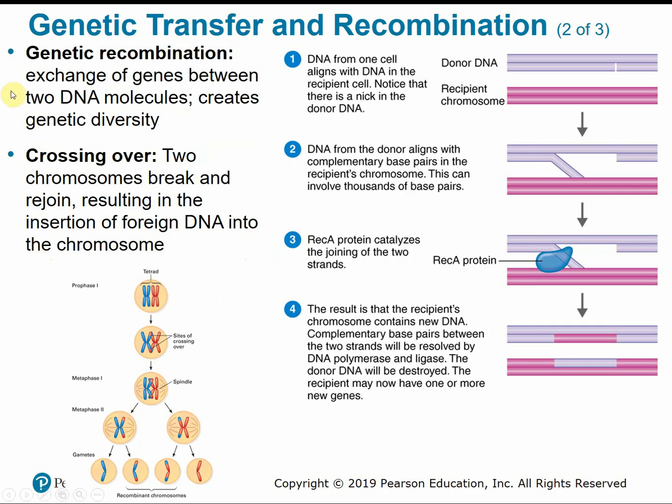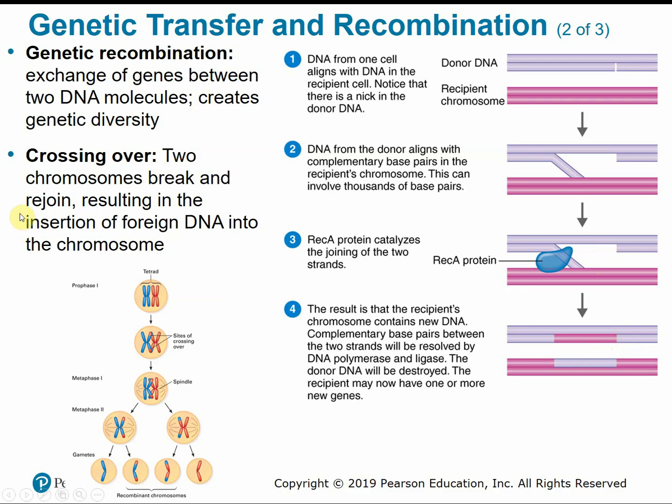Genetic recombination involves the exchange of genes between two different DNA molecules. This helps to increase genetic diversity, which helps drive evolution. In this example, we have DNA from two cells that we have aligned. DNA from the donor will align by complementary base pairing with our recipient DNA. With the aid of enzymes to catalyze the joining of the two strands, our end result is a chromosome that contains new DNA sequences.